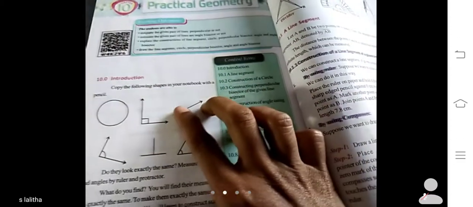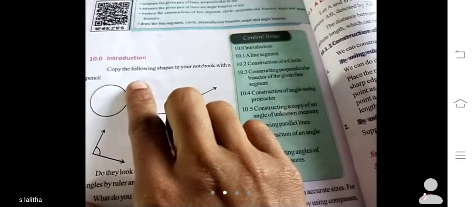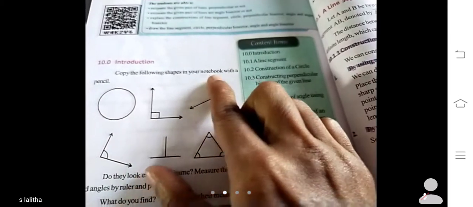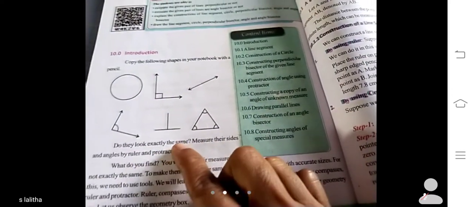So today we are going to the new chapter, practical geometry. Okay, so what is the introduction here? Copy the following shapes in your notebook with a pencil. See here, some pictures are given. Do they look exactly the same?